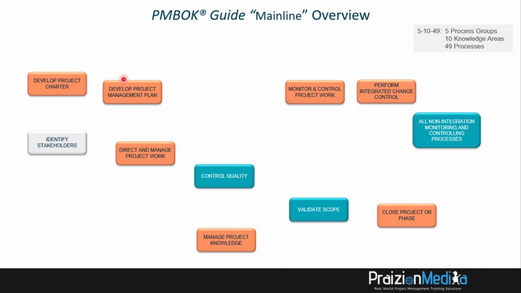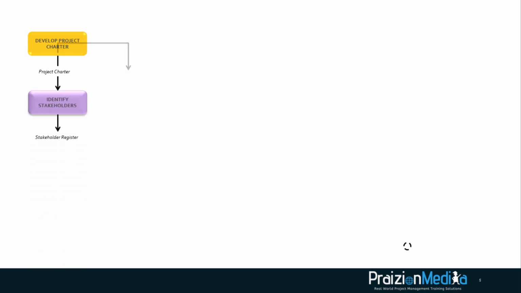of them. You can see I have roughly 11 of them out of the 49. That's roughly 20%. But I'm going to show you how to weave these processes together to understand the PMBOK Guide. So let's start off with Develop Project Charter. This gives you the project charter, which goes into the identification of stakeholders. And from here, you get the stakeholder register.